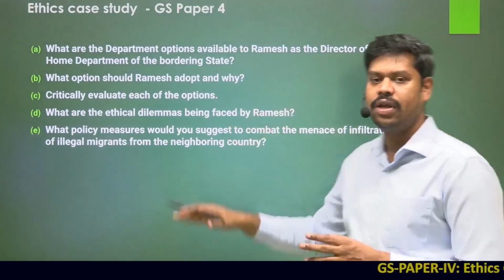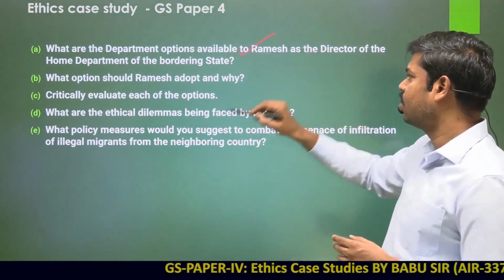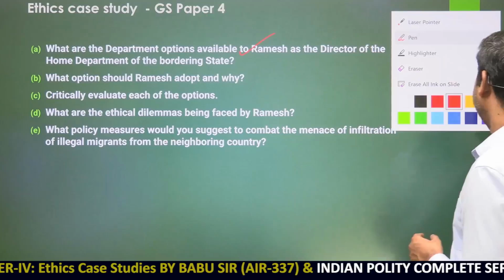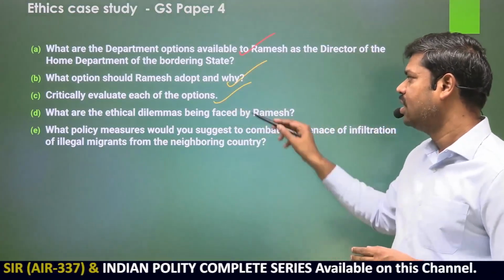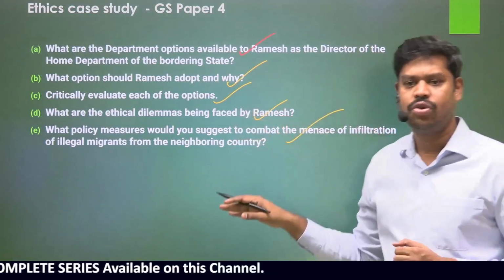We'll just try to quickly go through these directives also. So first is, what are the various options that are available to Ramesh, and what options should you think Ramesh should opt and why? This is the other thing: critically evaluate the options. What are the ethical dilemmas faced by Ramesh? What policy measures will you suggest? We'll quickly go through all those things.